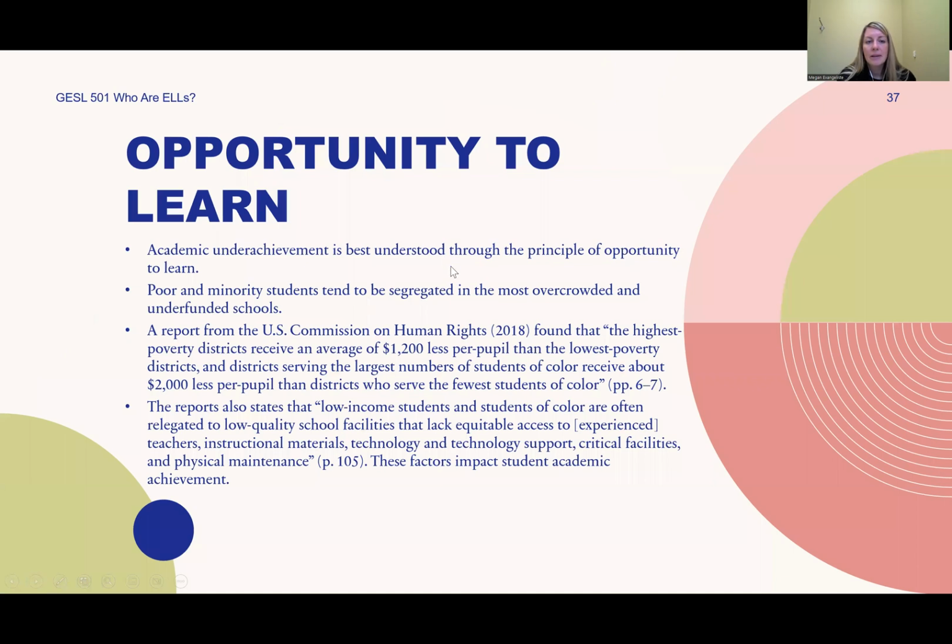So our academic underachievement is best understood through the principle of opportunity to learn. So we want to give our students the opportunities that all students in the US have to learn. We don't want our students to be limited based on funding, based on resources, but that tends to be the way it happens, that poor and minority students are segregated in overcrowded or underfunded schools.